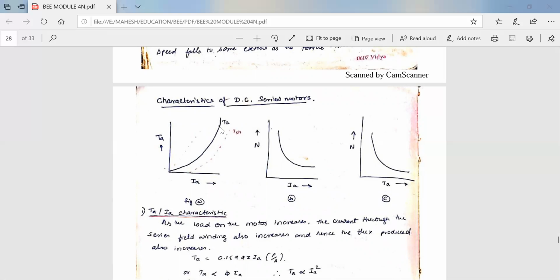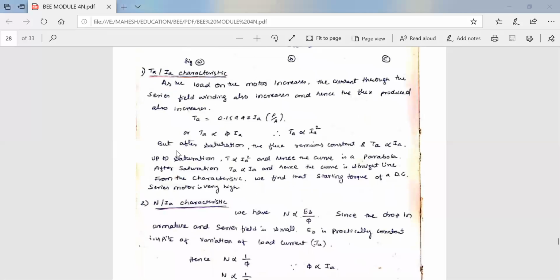The saturation point indicates that up to a certain extent the flux is going to vary for a certain period. When it attains saturation, meaning the maximum limit, the flux variation will remain constant. There you can observe only the variation of current with respect to torque. But after saturation, the flux remains constant, and the variation will be only TA with respect to IA.